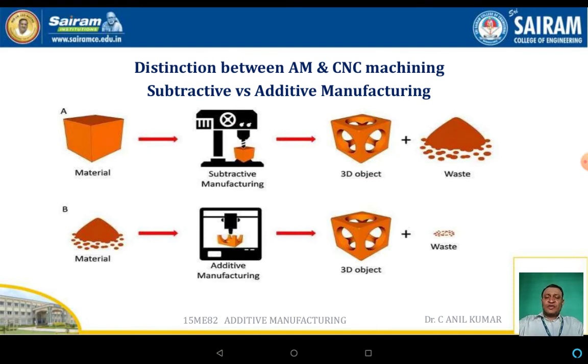Now, let us distinguish between additive manufacturing and CNC machines, that is, subtractive manufacturing versus additive manufacturing. Here, the schematic diagram shows four stages. The first one is the material. The second one is the type of manufacturing, either subtractive manufacturing or additive manufacturing. The third step is the 3D object, and the fourth is the waste material which has been generated in both processes.